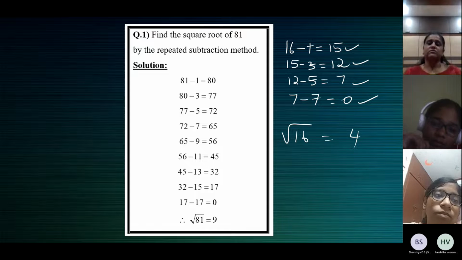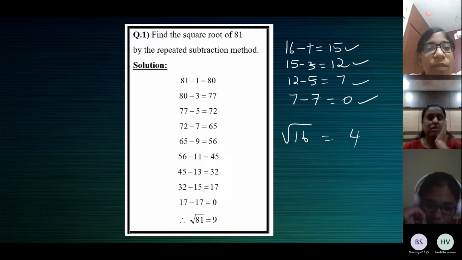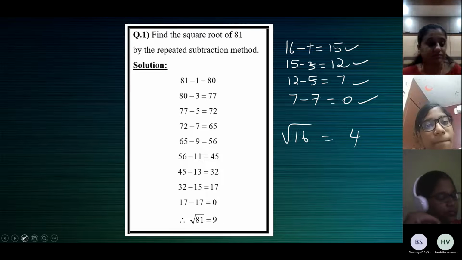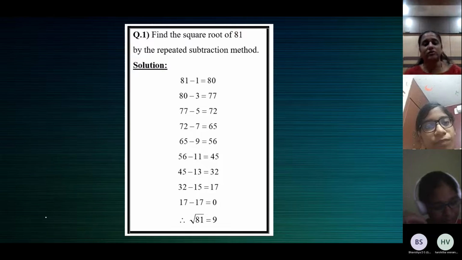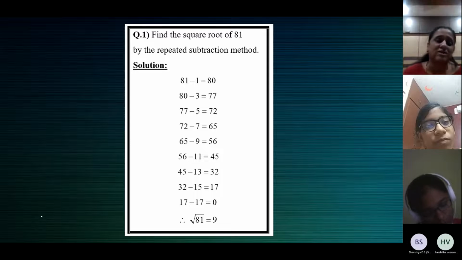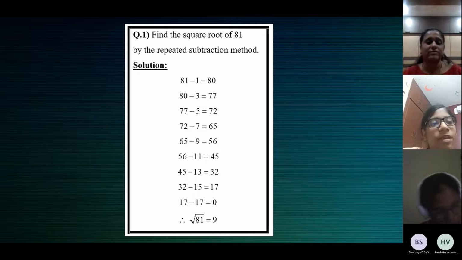Can this method be used for all perfect squares? Yes. But you should use this method only if they ask you to use this method. For larger numbers, it becomes very tedious, no? So they'll give you only small numbers.